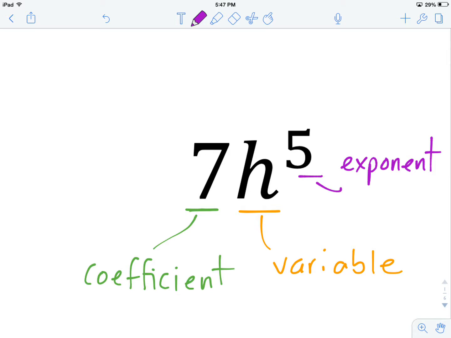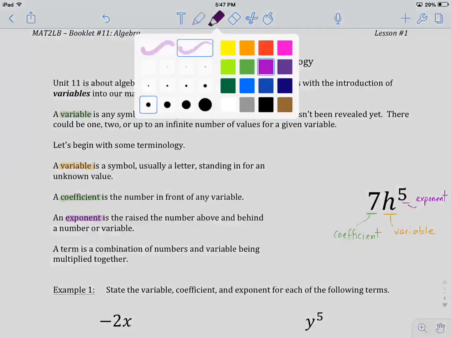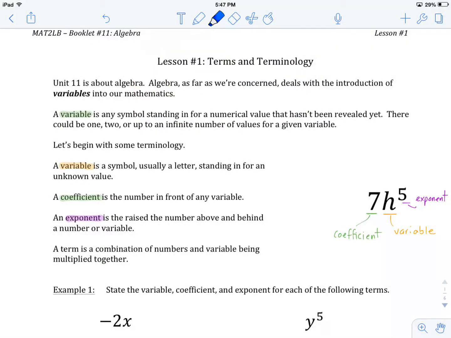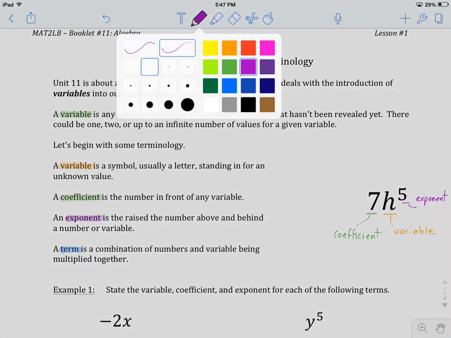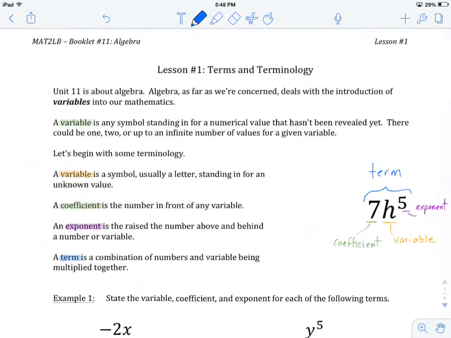So that is 7h to the exponent 5. We have a coefficient, followed by our variable, followed by our exponent. The last bit of terminology I want to go over is one that I'm going to be using, but we're not really going to spend a lot of time employing it, and that is term. And a term is a combination of numbers and variables that are being multiplied together. So this whole thing right here, this whole entity, 7h to the exponent 5, this whole thing represents one term. And that's some of the terminology we're going to use to start our unit on algebra.